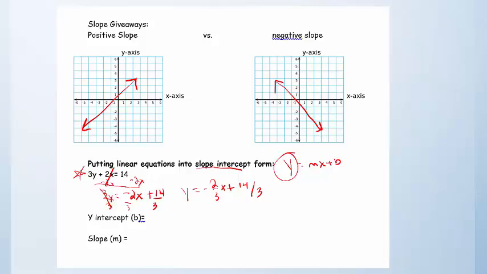The only time I might turn this into a decimal is if I was asked to graph it, because that's a little bit easier to understand. But fractions are fine, just make sure they're always reduced. So my y-intercept, I can easily see it now, is 14/3, and my slope is negative 2/3.